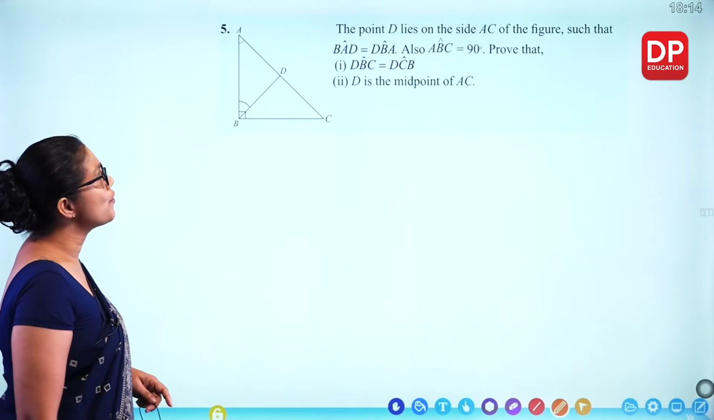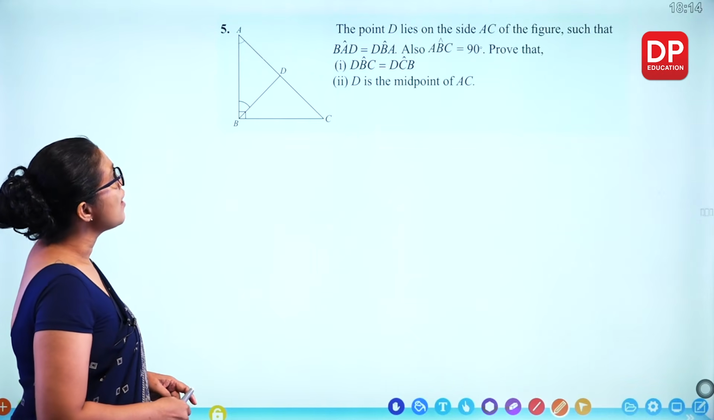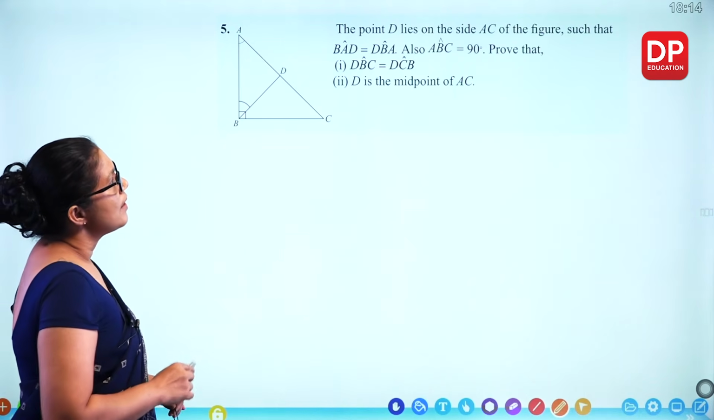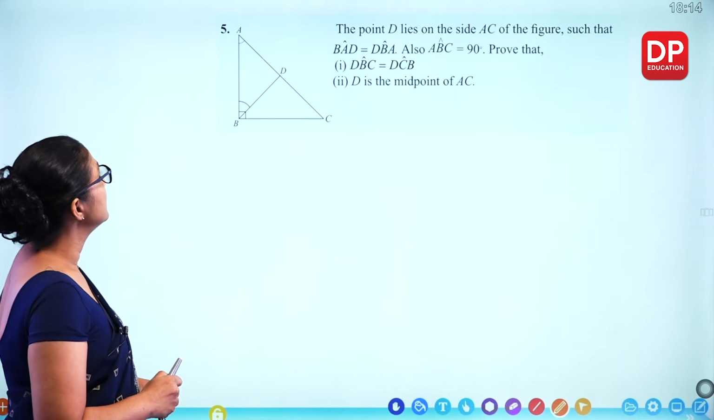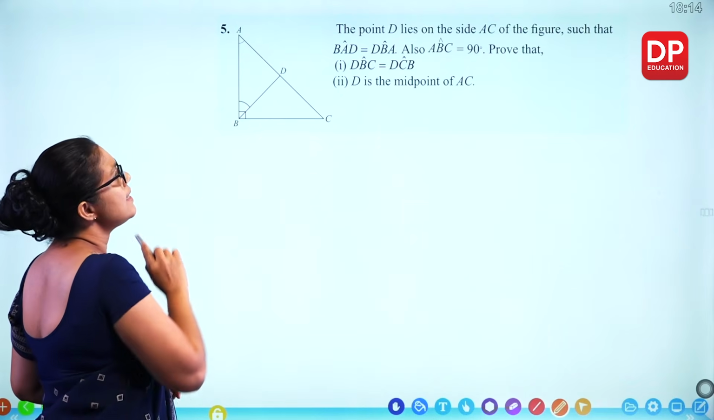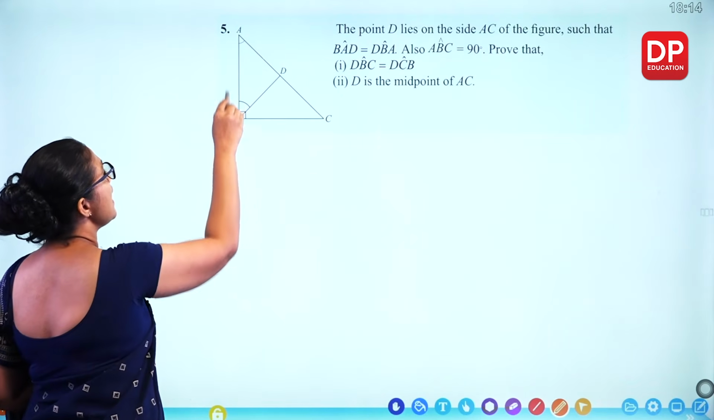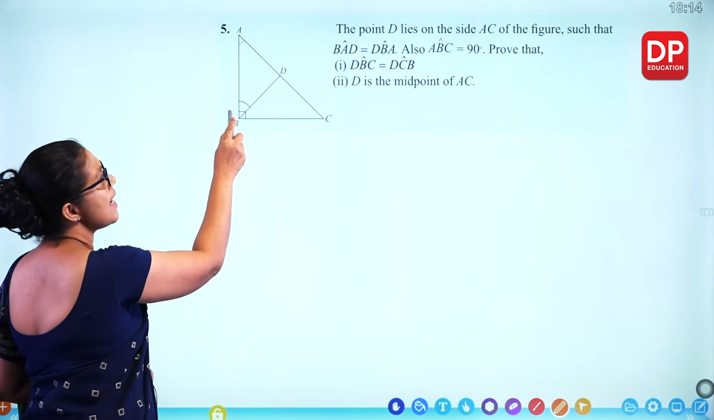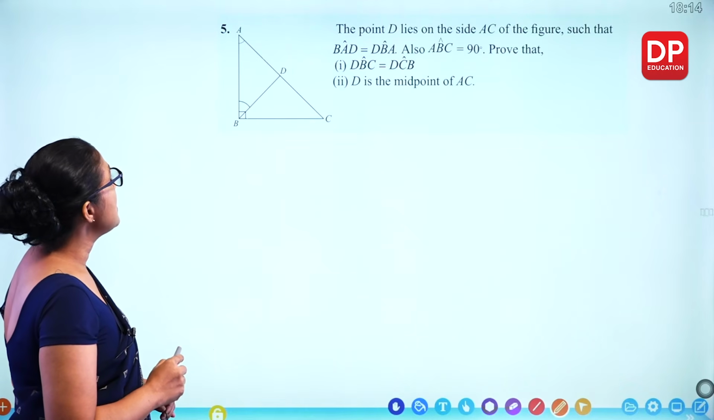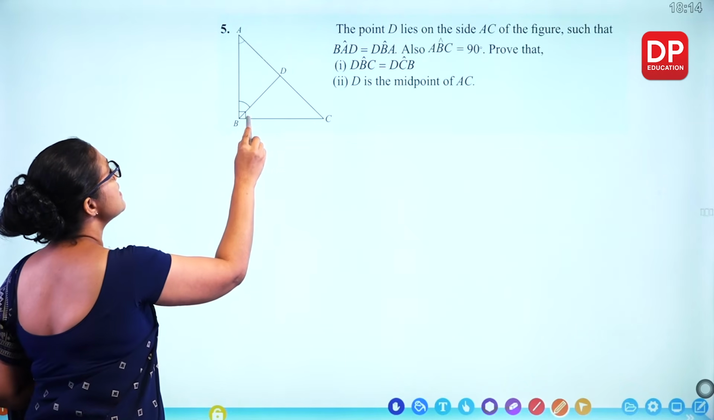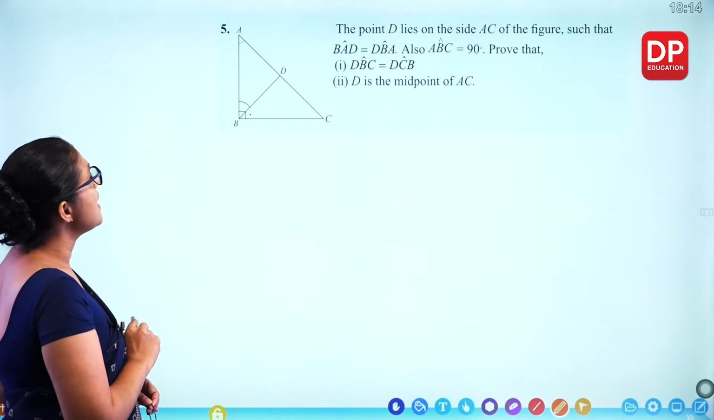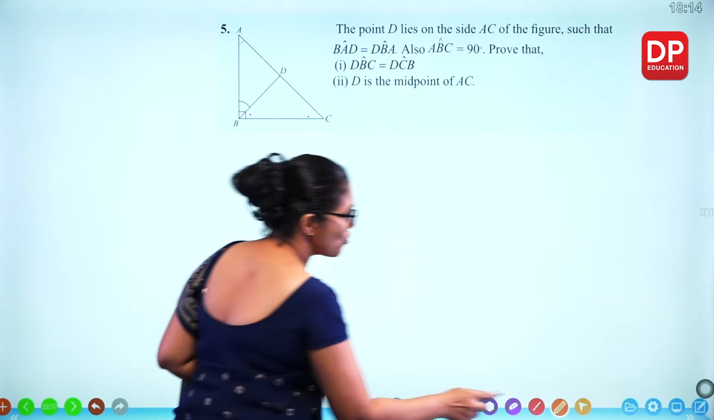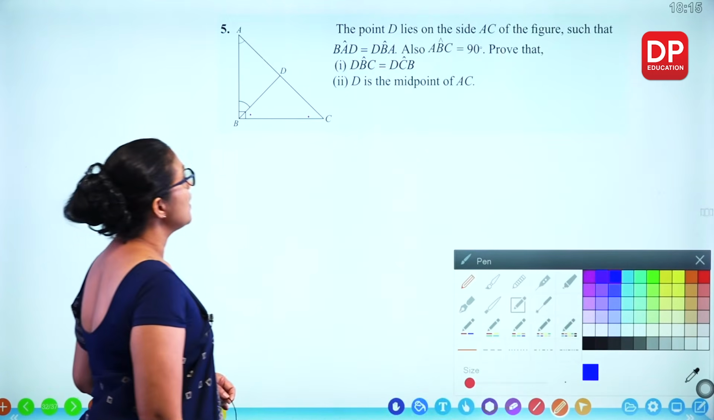Now we'll take the fifth question. So in this triangle, D lies on the side AC. It's given that angle BAD is equal to angle DBA. So already marked there. And also ABC is 90 degrees. Prove that angle DBC and angle DCB, you have to show that these two are equal.